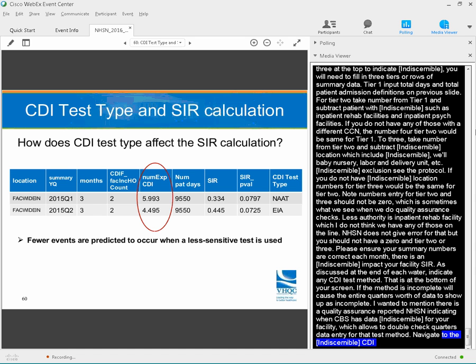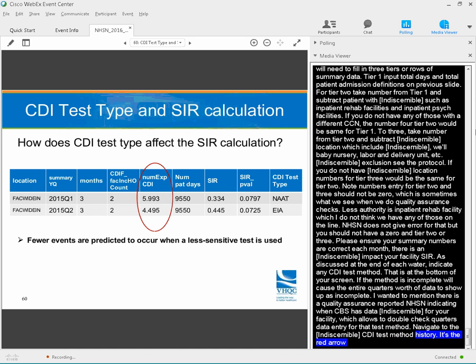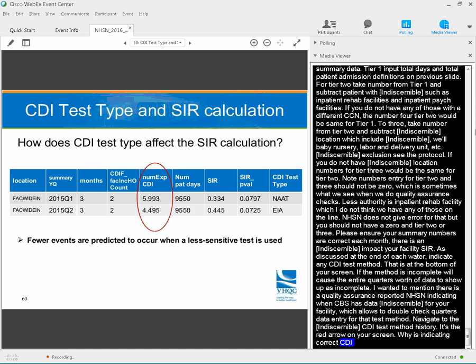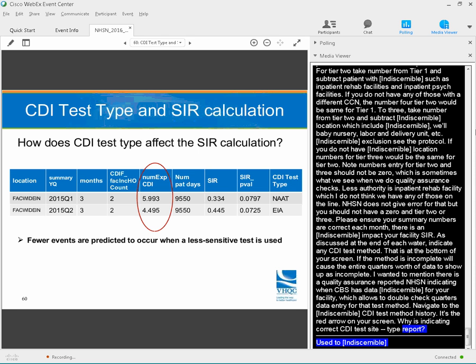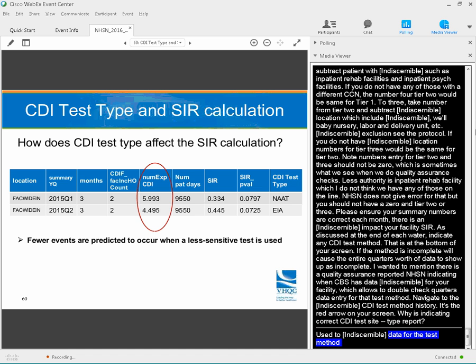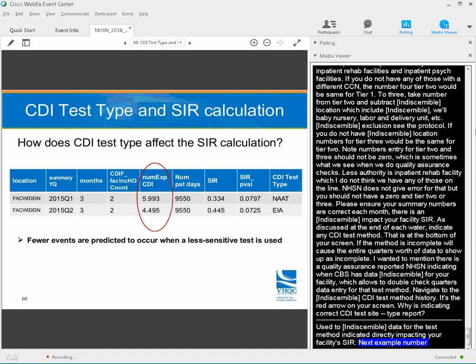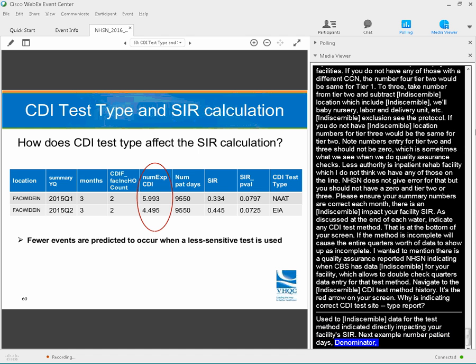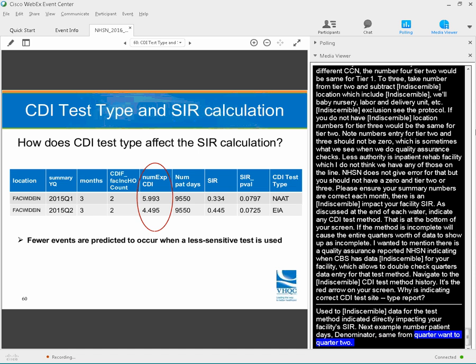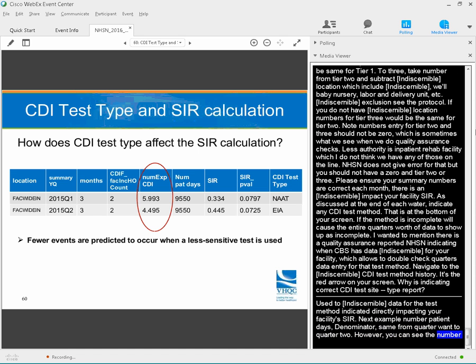Okay, so why is indicating the correct CDI test type so important? The CDI test type is used to risk adjust your CDI data, so the test method indicated directly impacts your facility's SIR. In this example, the number of patient days, the denominator, is the same from quarter 1 to quarter 2. However, you can see the number of events expected decrease from quarter 1 to quarter 2, and that is because the primary test method for CDI changed.